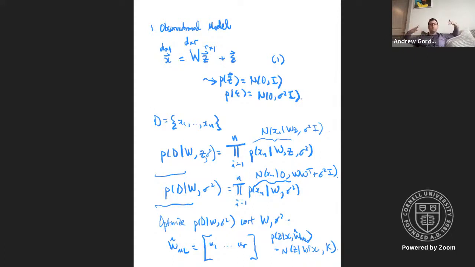What if we wanted to handle this in a Bayesian way? What if we wanted to have a distribution over what dimensionality the data could have? Or we want to have a distribution over W or sigma or some other parameters.